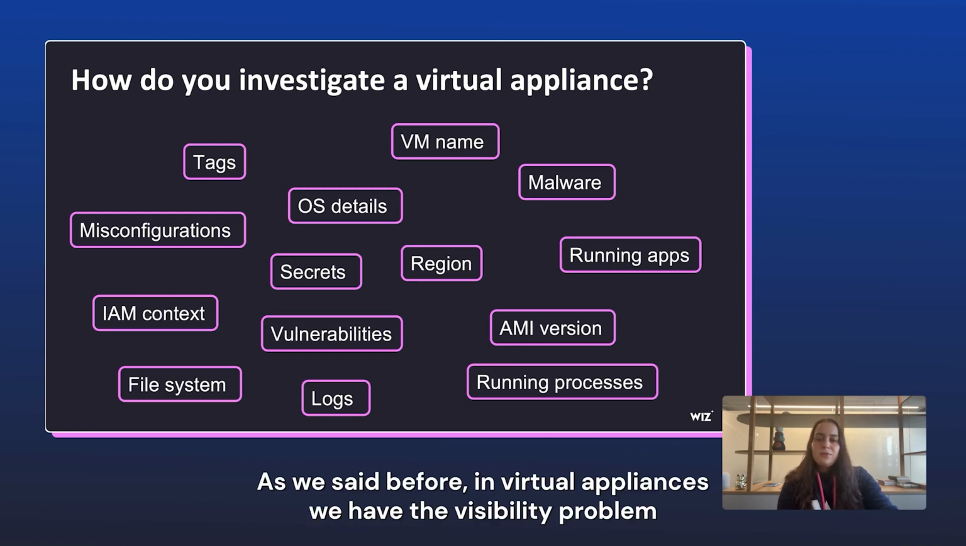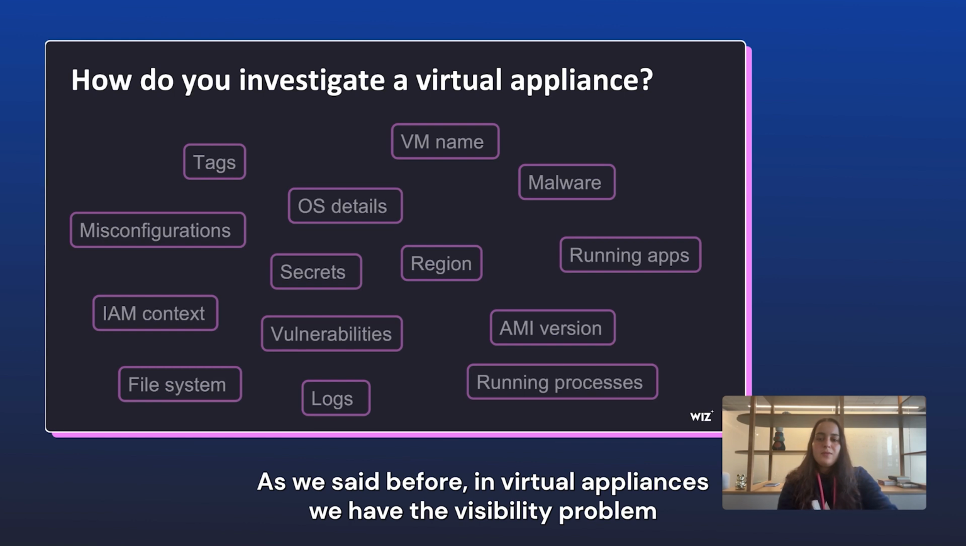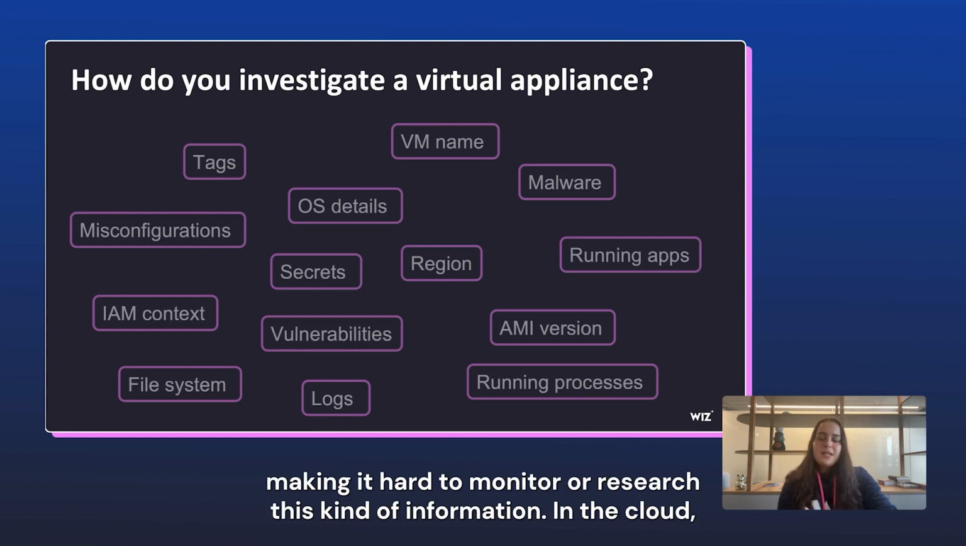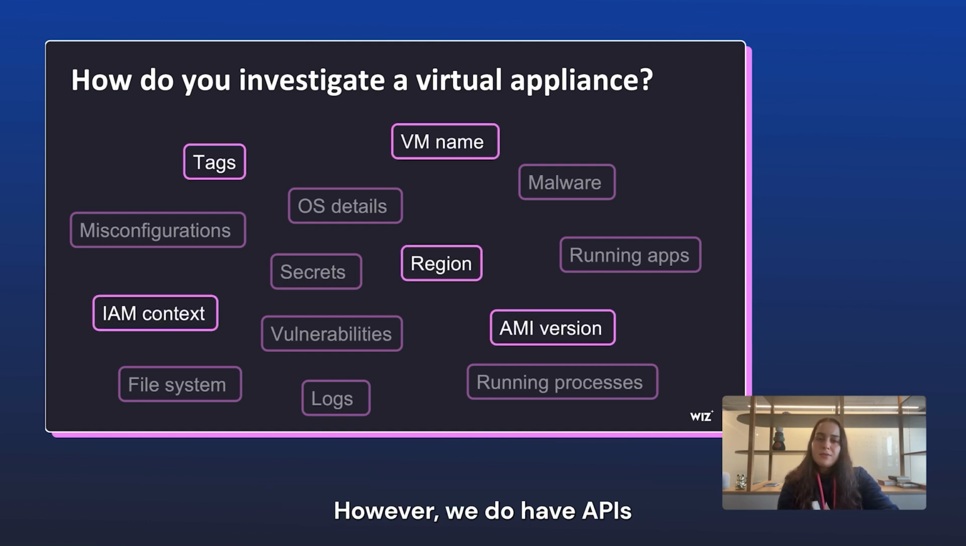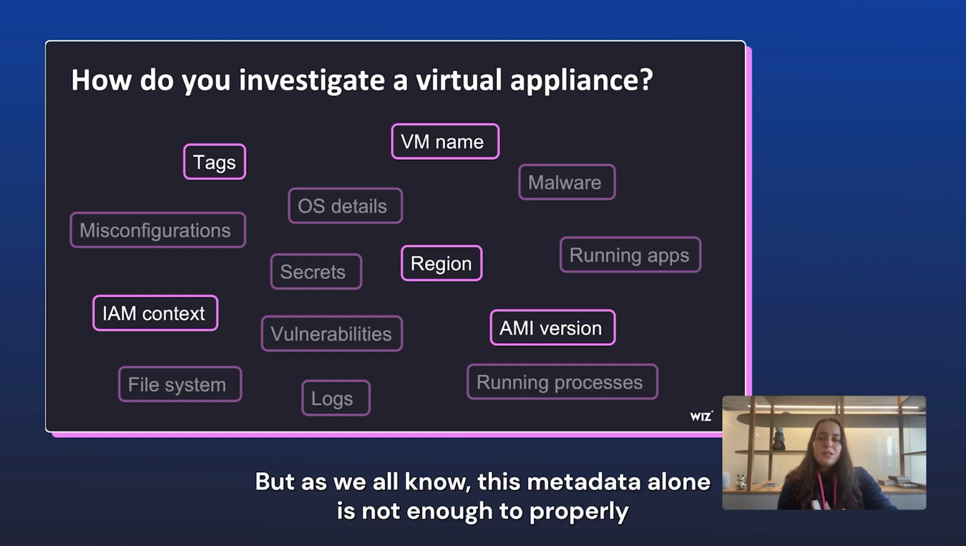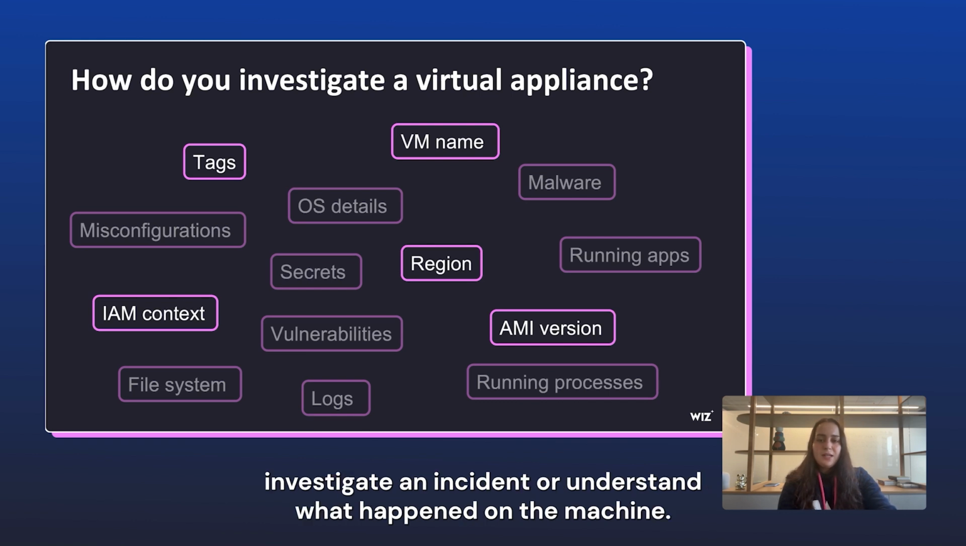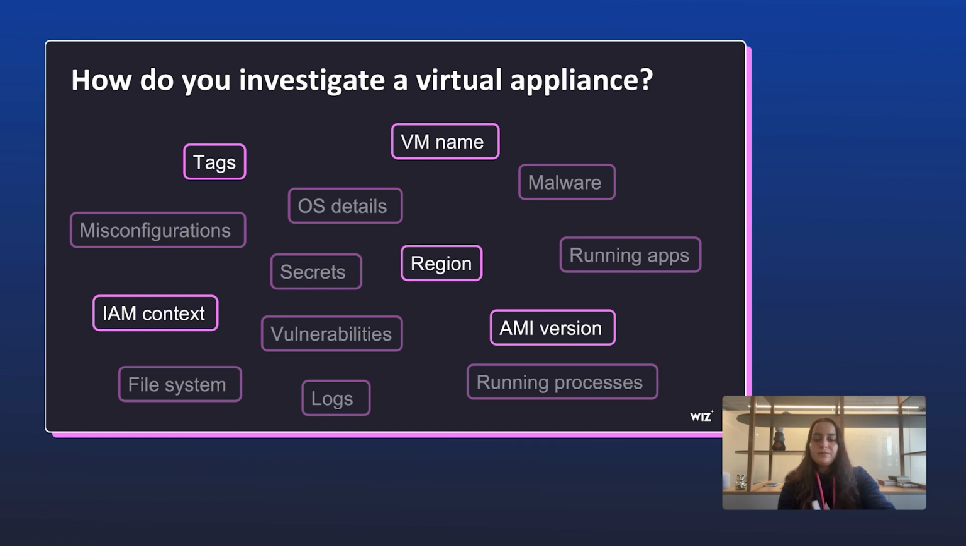As we said before, in virtual appliances, we have the visibility problem, making it hard to monitor or research this kind of information. In the cloud, however, we do have APIs that provide us some metadata about the machine, which is useful. But as we all know, this metadata alone is not enough to properly investigate an incident or understand what happened on the machine.